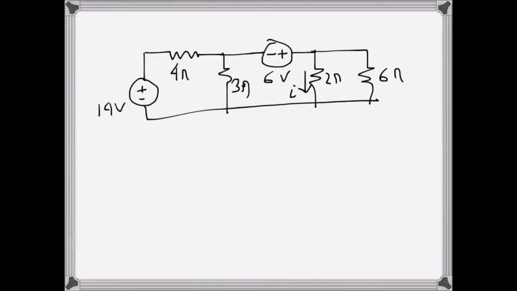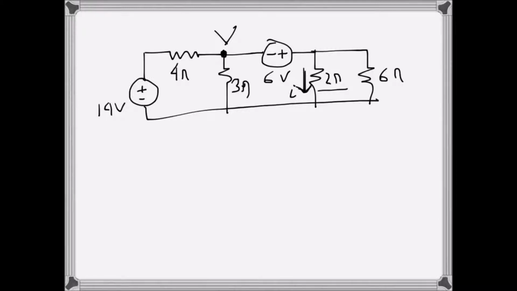In this circuit, we have to apply the node voltage method to find the current I through this 2 ohm resistor and the voltage at this node, voltage V. So we will introduce a new term called super node here in this circuit.